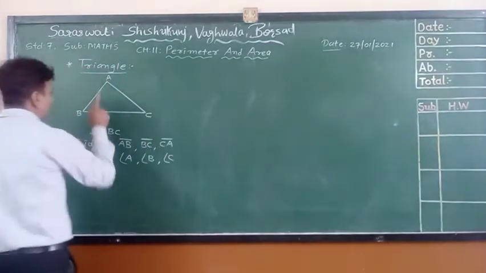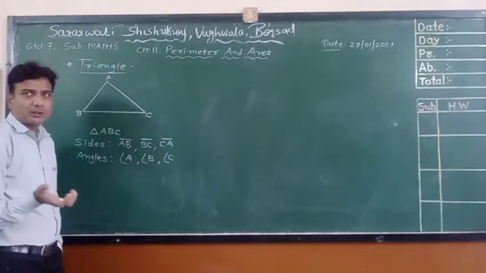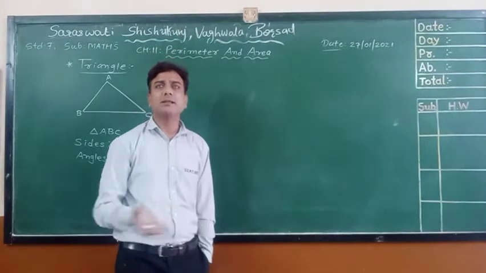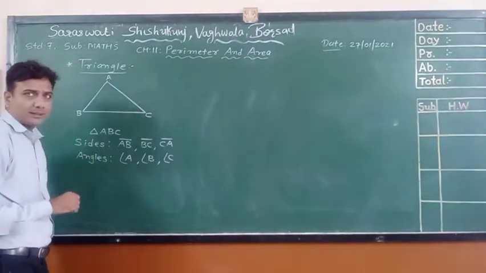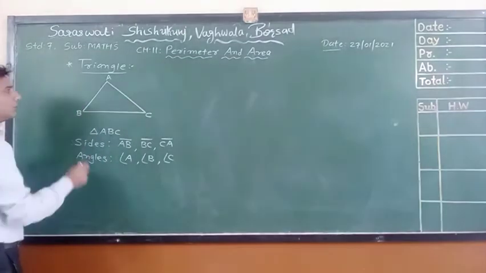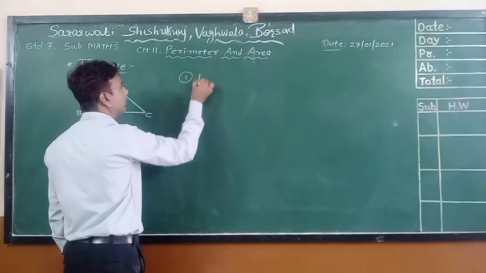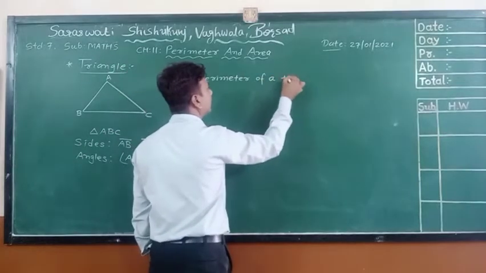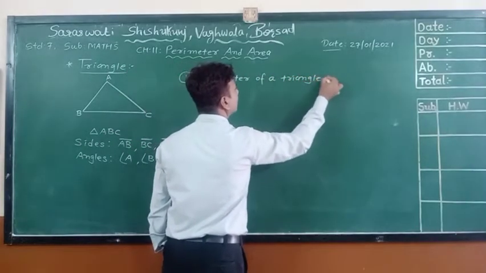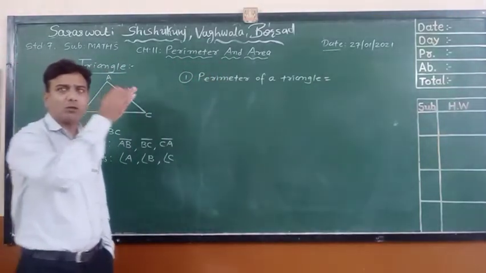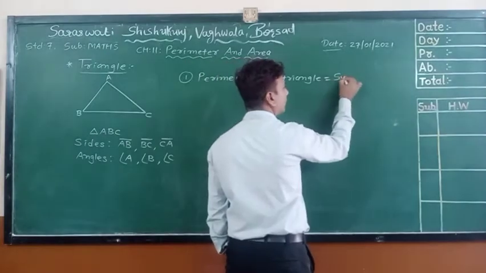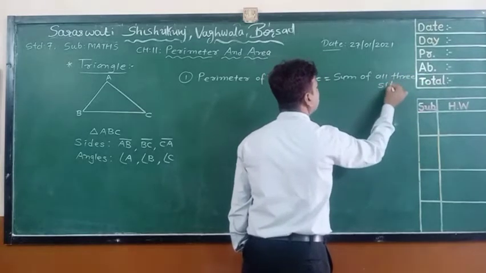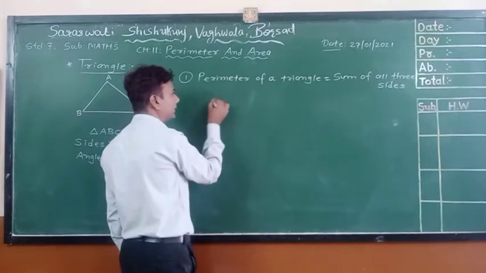Now students, if we want to find its perimeter, we already know the formula. What is the meaning of perimeter? Perimeter means the sum of all the sides, the sum of all the borders in a closed figure. So if we want to find the perimeter of a triangle, it means the sum of all three sides.